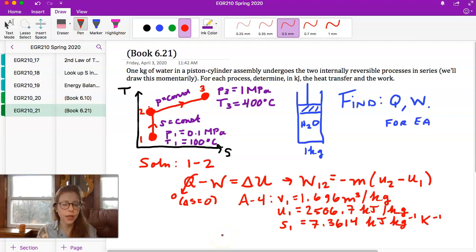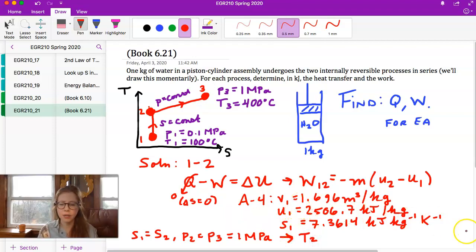Okay. And so another thing we know is that S1 is equal to S2. And we also know that P2 is equal to P3 because P equals constant over the process from 2 to 3. So P2 is equal to P3, which is 1 megapascal. So from this, we can find T2.